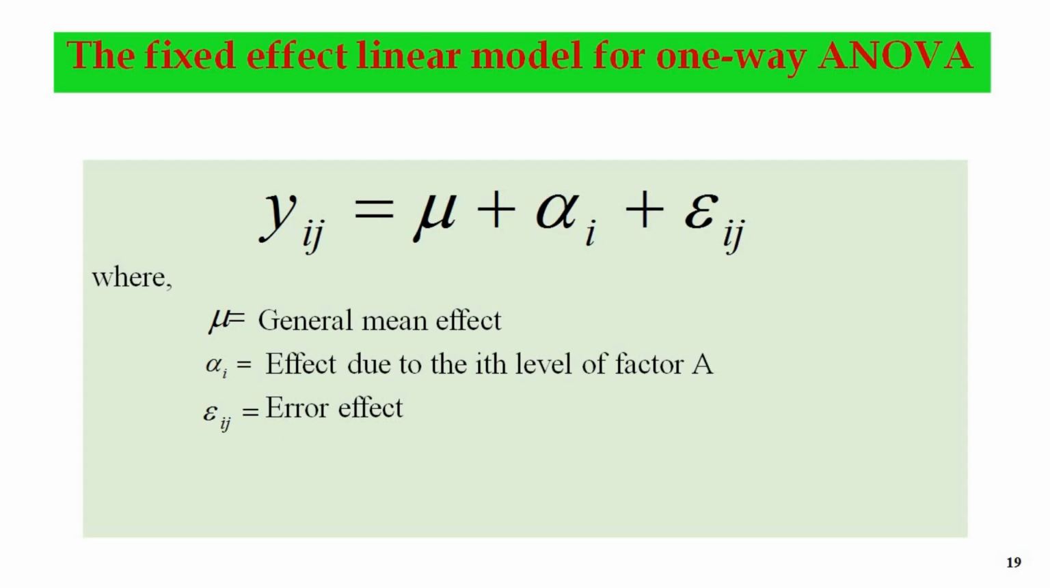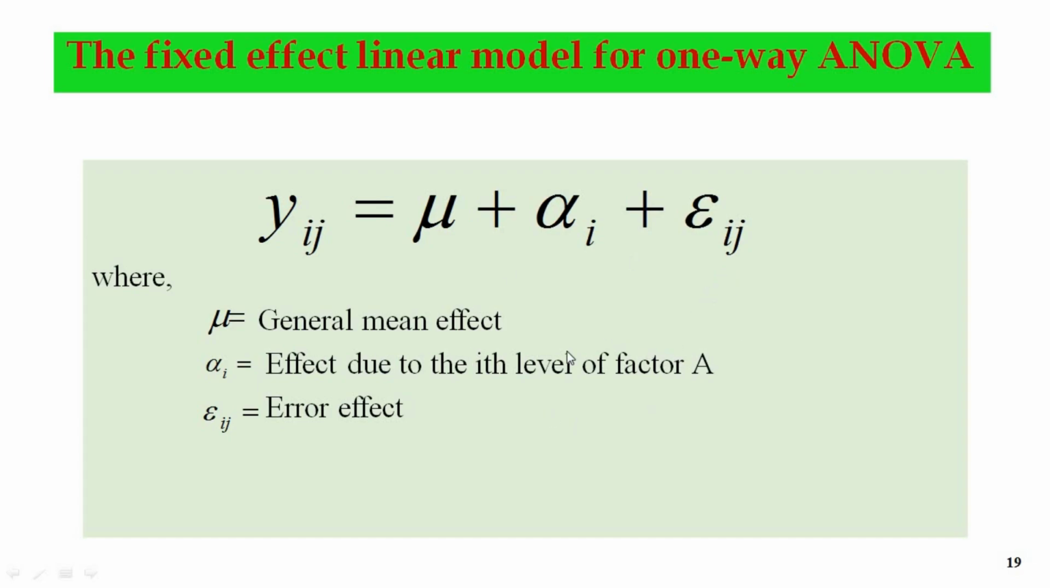Now you see what the model for one-way classification is. Here Yij equals mu plus alpha i plus epsilon ij. This is the fixed effect linear model for one-way classification. Here mu is called the general mean effect, alpha i is called the effect due to the ith level of factor A, and epsilon ij is called the error effect.